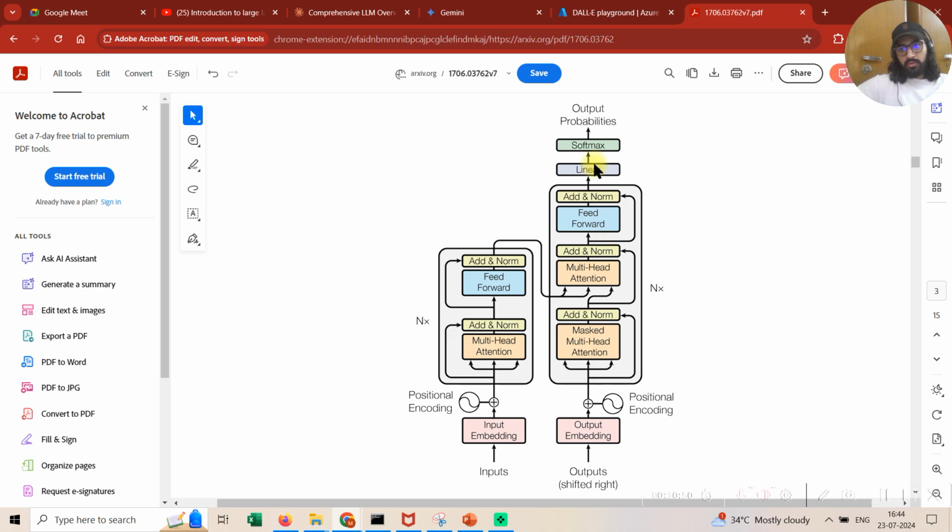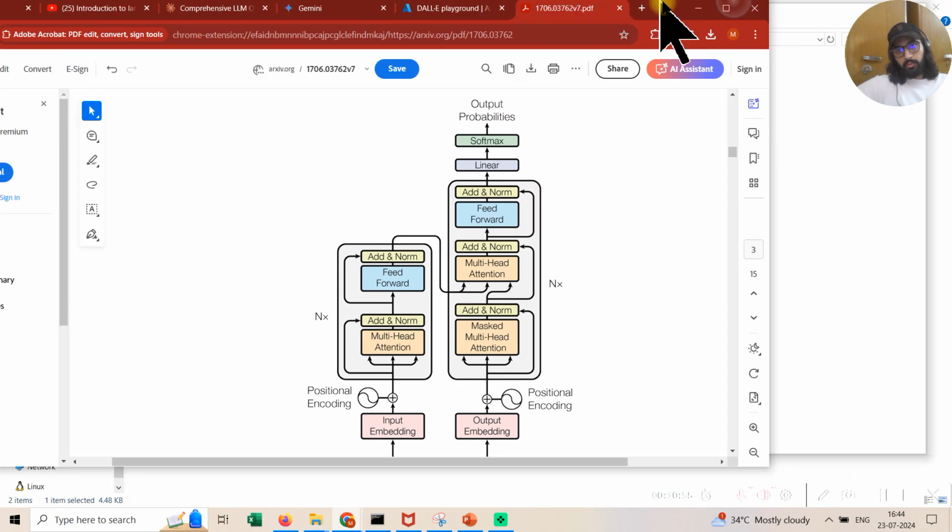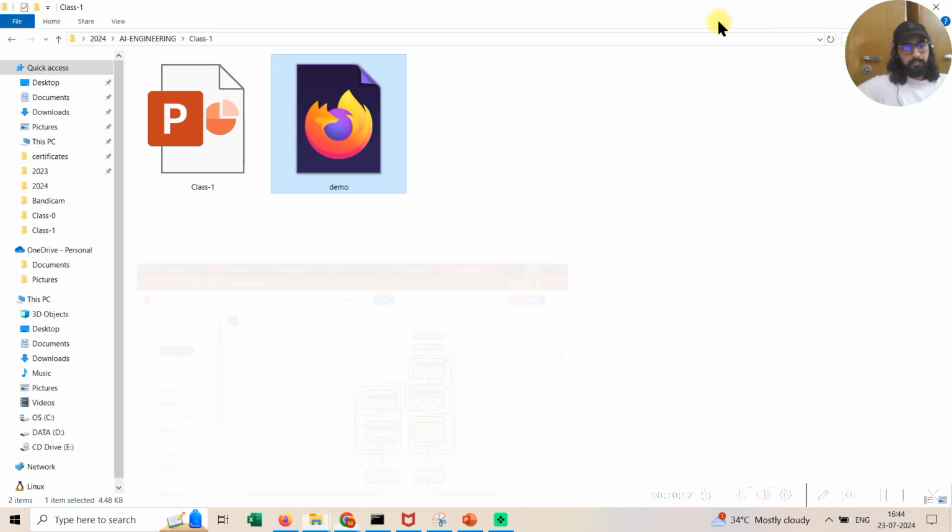So now this is the architecture of transformers. We'll see if and when we need to go into that depth, but for the time being this is good enough.